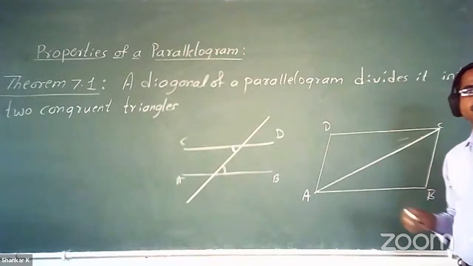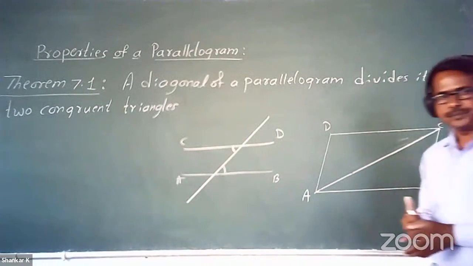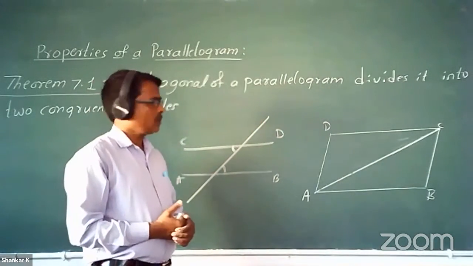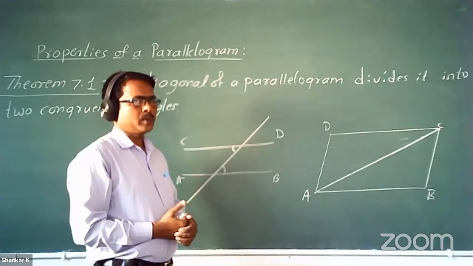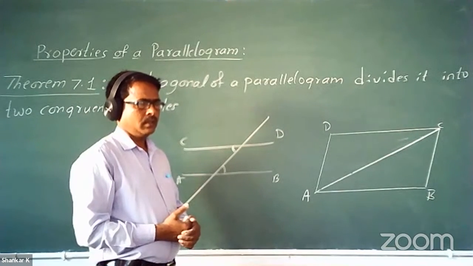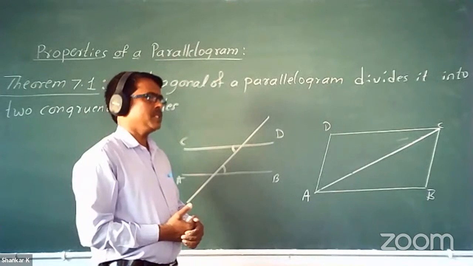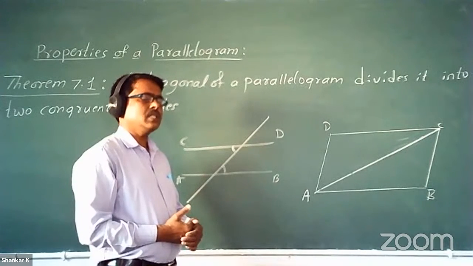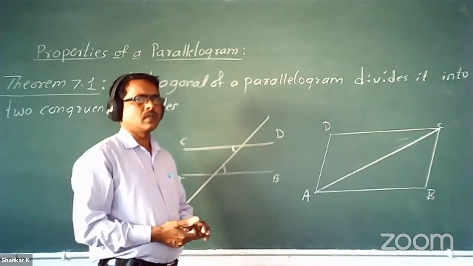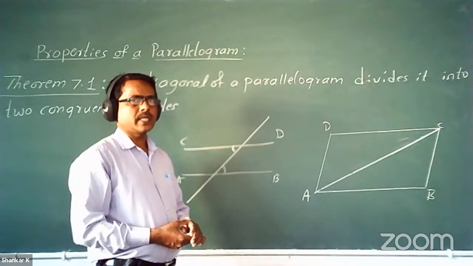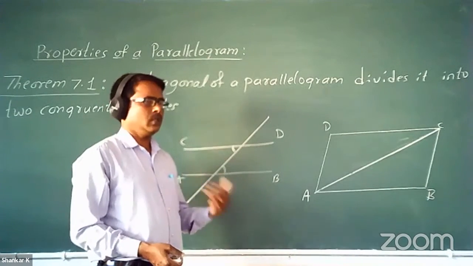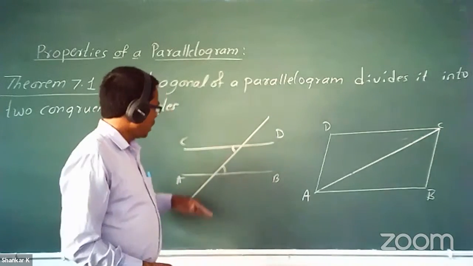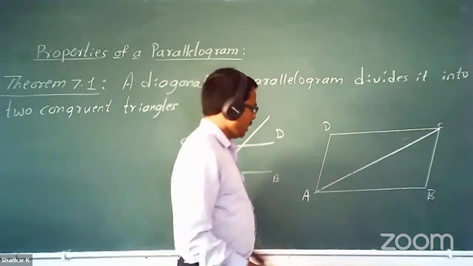What is a parallelogram? Definition of parallelogram, tell me. A parallelogram is a quadrilateral in which opposite sides are parallel. They will also be equal, but the basic definition is that the parallelogram is a quadrilateral in which opposite sides are parallel. If those are parallel, automatically those will be equal. So here AB is parallel to CD.